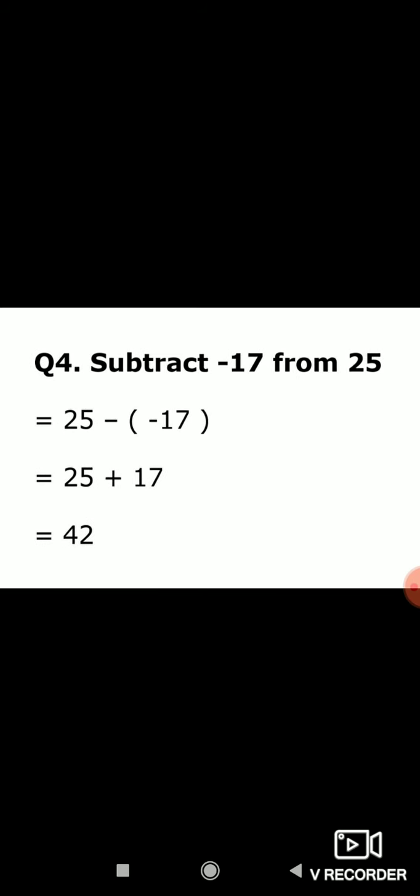In the fourth question we have to subtract minus 17 from 25. So we will write 25 minus minus 17. And now as two minus signs are coming together, they will get converted to plus sign. So we get 25 plus 17 and the answer is 42.